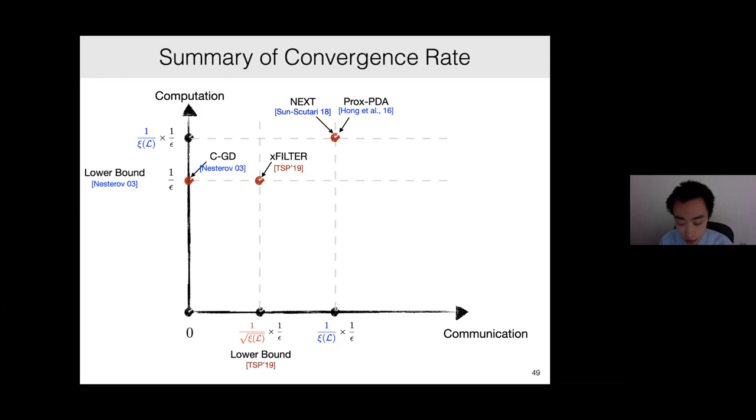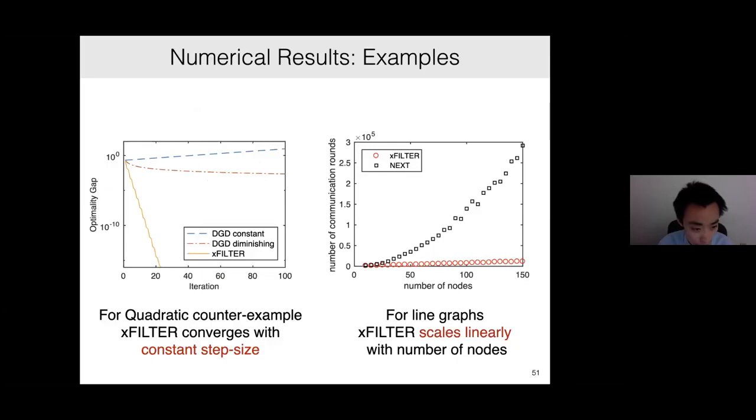The numerical results show, for a quadratic counterexample in the left figure, the proposed algorithm compared with the state-of-the-art non-convex algorithms and convex methods. Obviously we can observe that convex methods do not converge for the non-convex problems, and the proposed algorithm is much faster than the state-of-the-art non-convex methods. And on the right-hand side, we look at the performance of the algorithm when we scale up the network size.